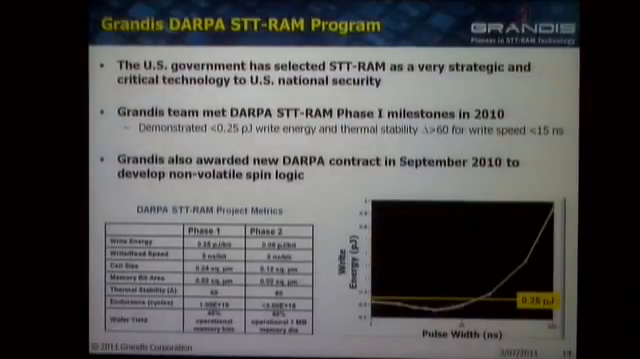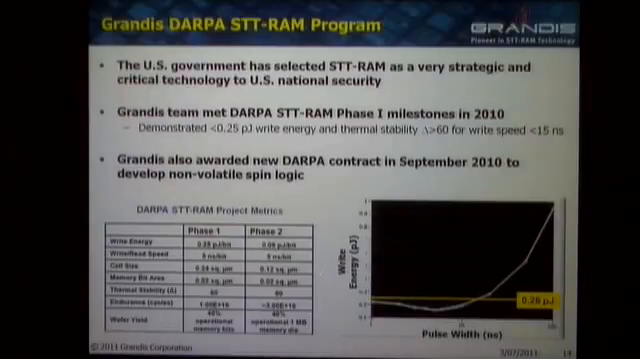This is the results from the DARPA program. We have a DARPA program funded by the government that involves a lot of universities, University of Virginia, Alabama, and a few others. And these are the goals of the program. We met the phase 1 goals last year, and phase 2 will be due next year. One of the big goals is to reduce this write energy. The goal in phase 1 was to get below 0.25 picojoules per bit, and next year we have to get down to 0.06 picojoules per bit. And these are done at very fast read and write speeds, 5 nanoseconds per bit.